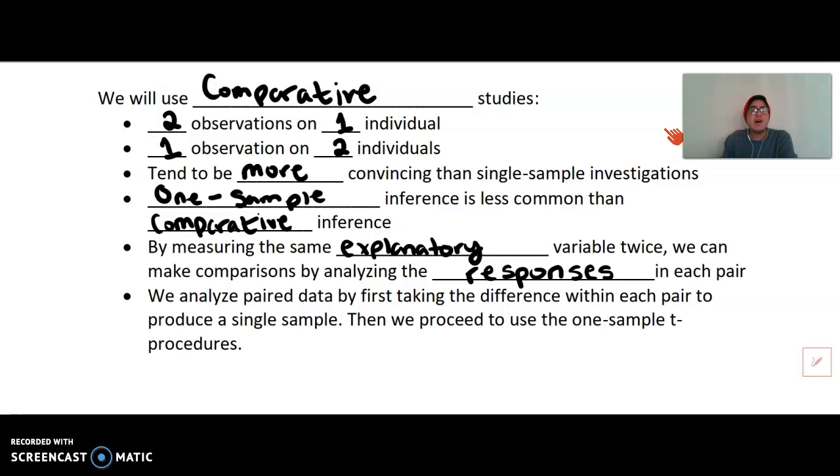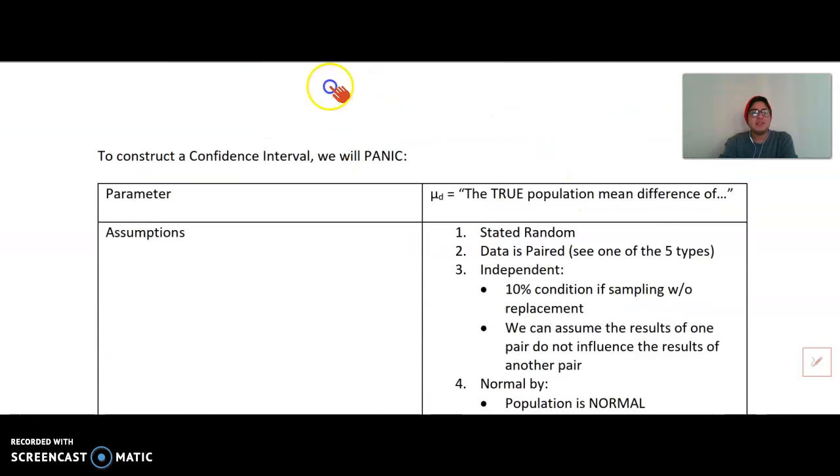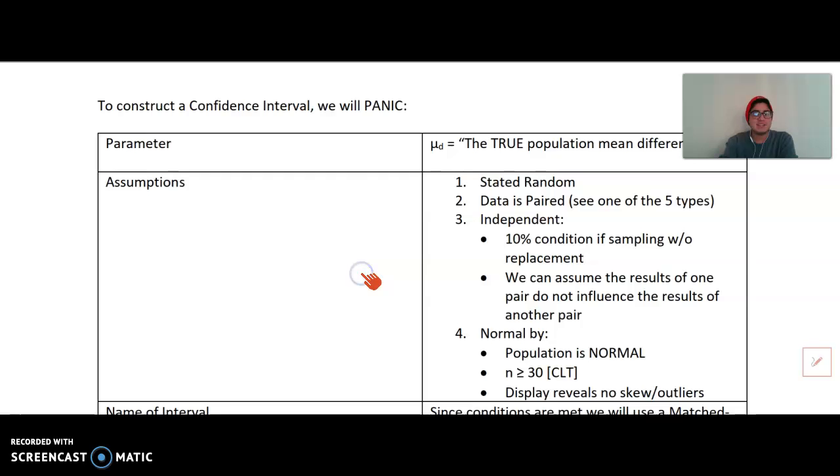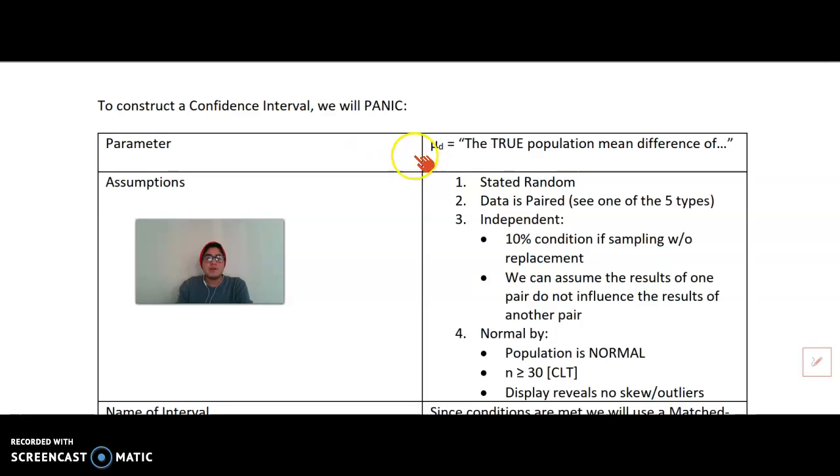Thankfully, because it follows one sample procedures, we are still able to use the models that we've learned from the previous lessons, including the PANIC model and PHANTOMS. Here, the parameter is mu d instead of just mu, which is the true population average difference. Our assumptions are that it's stated random, the data is paired, it's independent using either the 10% condition if we're sampling without replacement, or assuming that the results do not influence another, and normal by one of these 3 conditions or criteria.